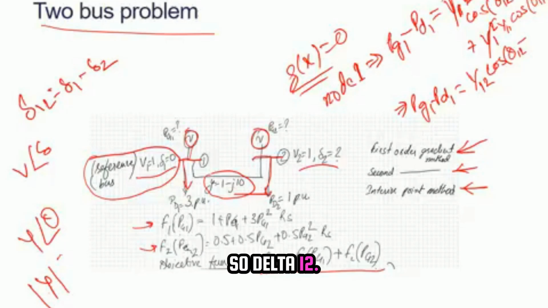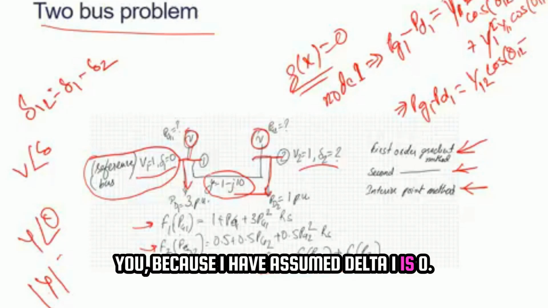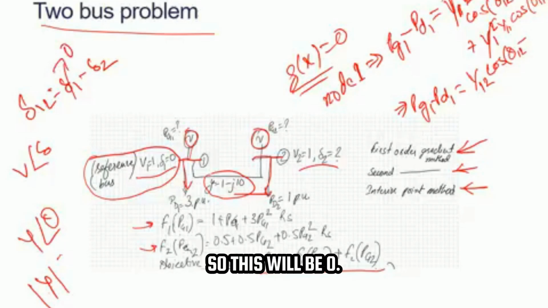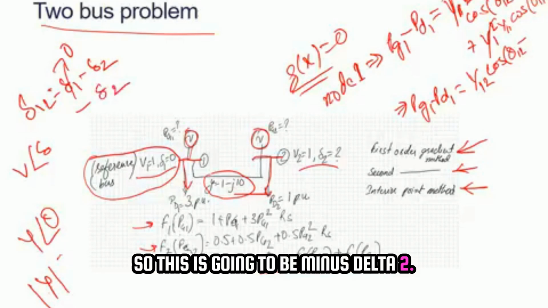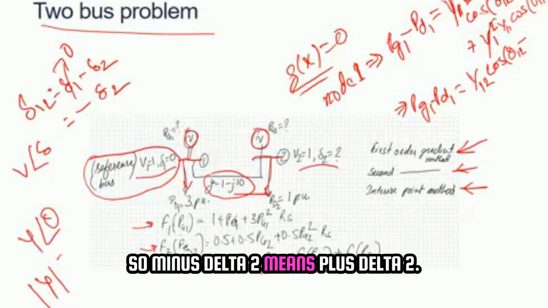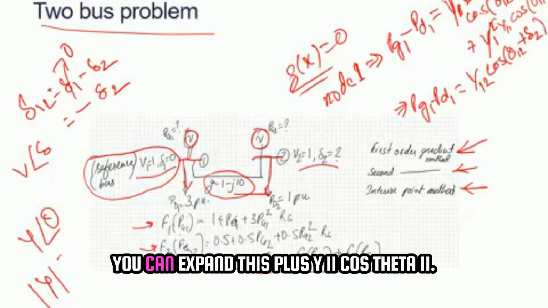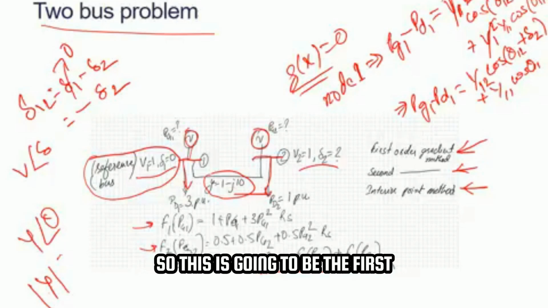So delta 12, because I have assumed delta 1 as 0, so this will be 0, so this is going to be minus delta 2. So minus delta 2 means plus delta 2. You can expand this, plus y11 cos theta 11. Right, so this is going to be the first equation, the first equality equation.